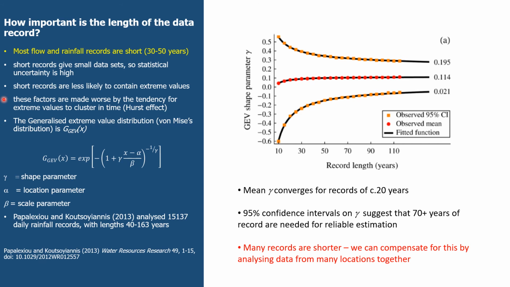A lot of work has been carried out looking at the length of record, and a very detailed study on rainfall records was carried out by these two researchers in 2013, and they looked at 15,000 rainfall records globally with lengths anything from 40 to 163 years. Now, you don't really need to know the distribution that they were working with, but it's a generalized extreme value distribution, sometimes called von Mises distribution, quite a complicated looking equation. The key parameter in here is what's called the shape parameter.